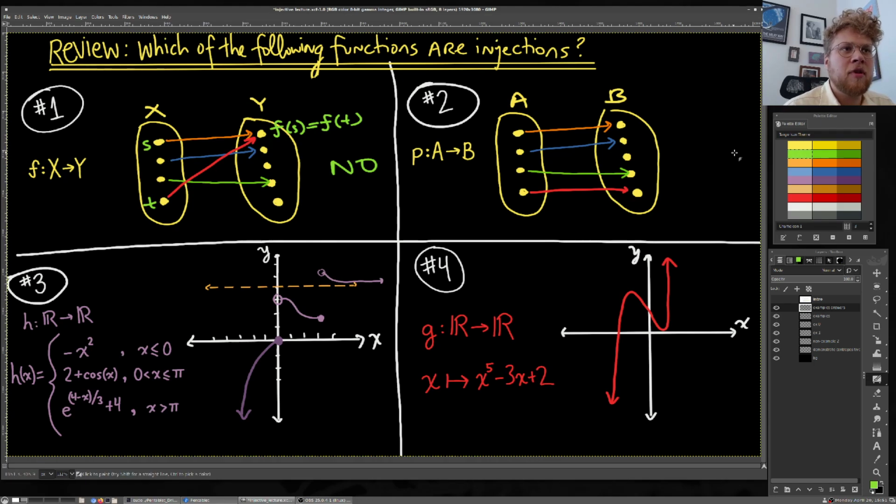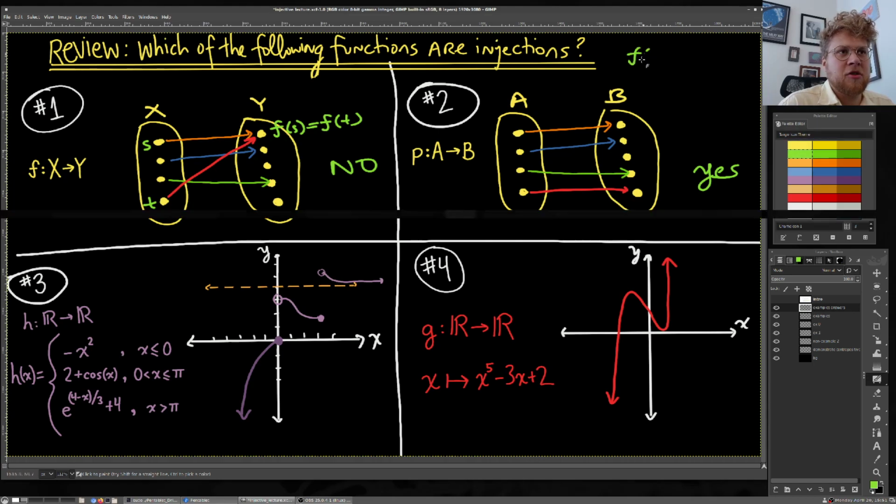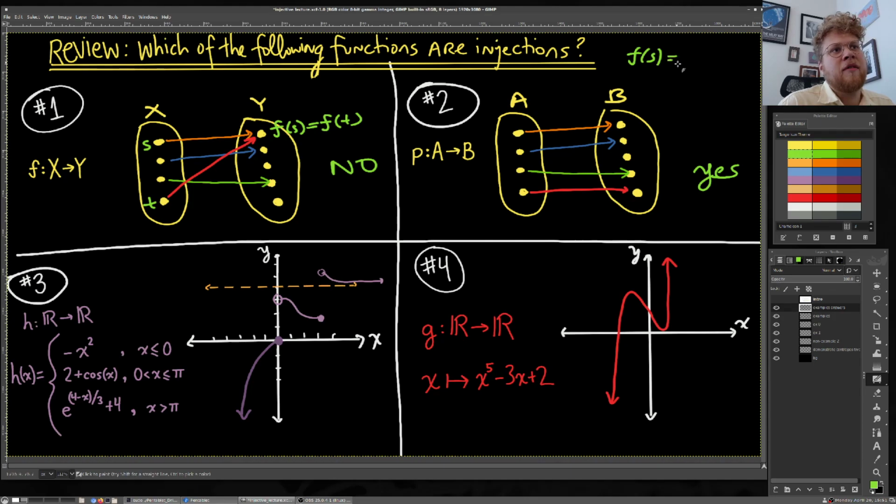Number 2, we can see that any two elements we pick here are going to be pointing to different places. So the start of the claim that needs to be true, f of s equals f of t, implies s equals t. This first part is never true unless we have exactly the same element. S and t refer to exactly the same mathematical object, in which case it obviously would be true. So yes, this would be injective.